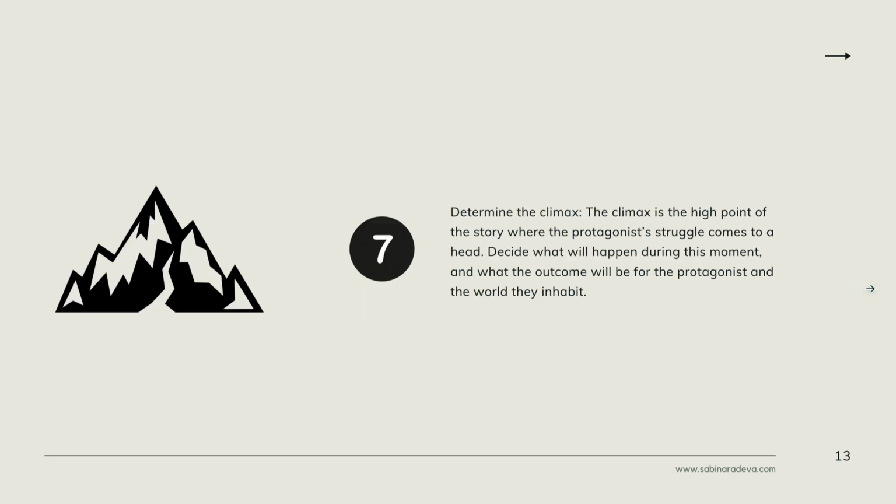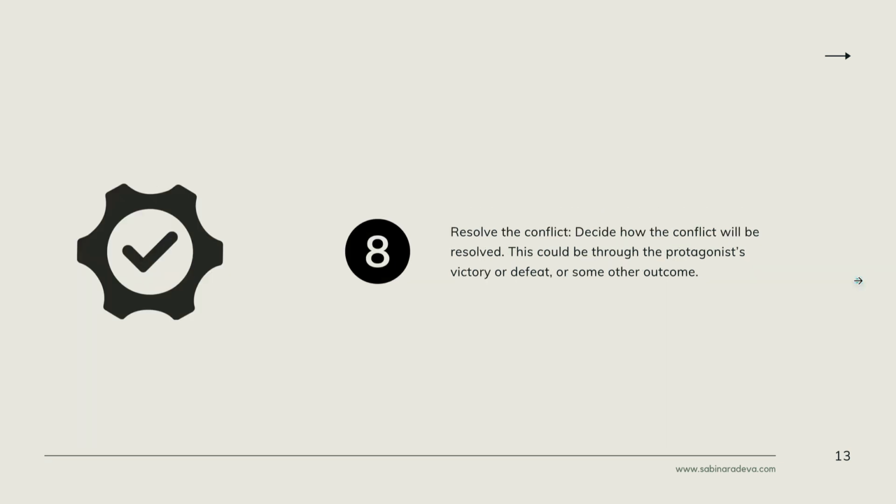7. Determine the climax. The climax is the high point of the story, where the protagonist's struggles come to a head. Decide what will happen during this moment and what the outcome will be for the protagonist and the world they inhabit. 8. Resolve the conflict. Decide how the conflict will be resolved. This could be through the protagonist's victory or defeat or some other outcome.